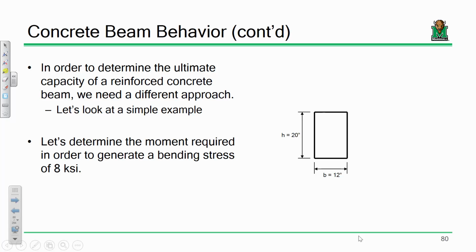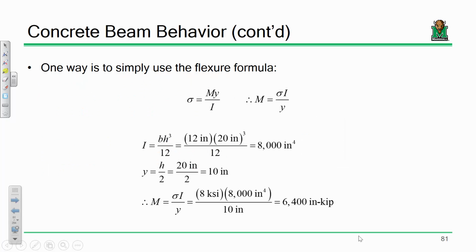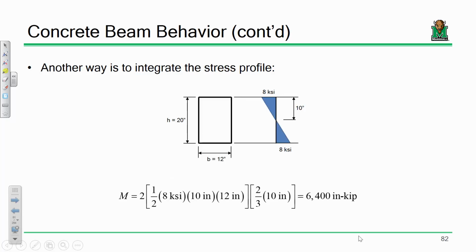Well, there's actually a couple ways of doing that. The first way is sigma equals My over I, or just calculate and figure out a moment, right? So our sigma is 8 ksi, the moment of inertia, that's just bh cubed over 12. We just did that, 8,000 inches to the fourth. y is h over 2, so plug and chug and you get that. So when you put that much moment on there, you get 8 ksi. Simple, right? Now that's one way of doing it. Here's another way of doing it.